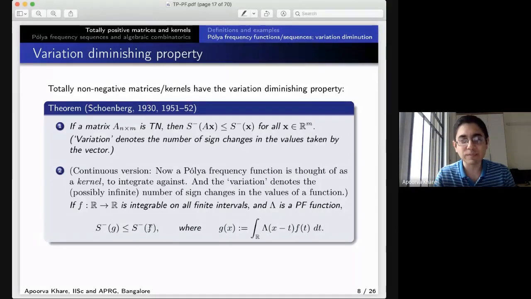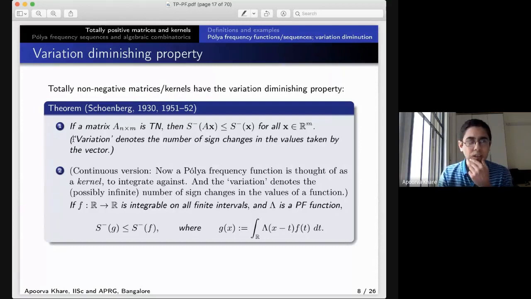Obviously, if this function is badly behaved and there are infinitely many sign changes, then there is nothing to prove. The real meat of the result is when this has only finitely many sign changes, and then you show that the output function has at most that many sign changes. That is the tricky version, but it can be deduced from property 1, from theorem part 1. He does that in his 1951 paper. So this is called the variation diminishing property.